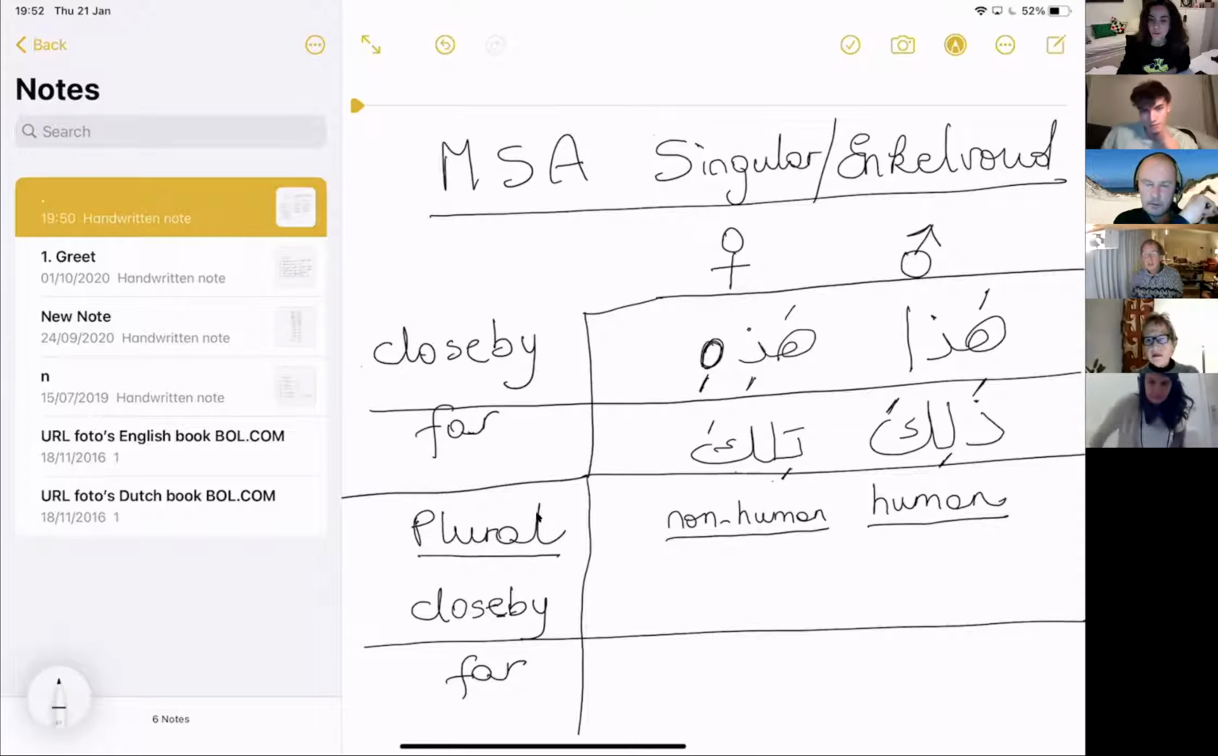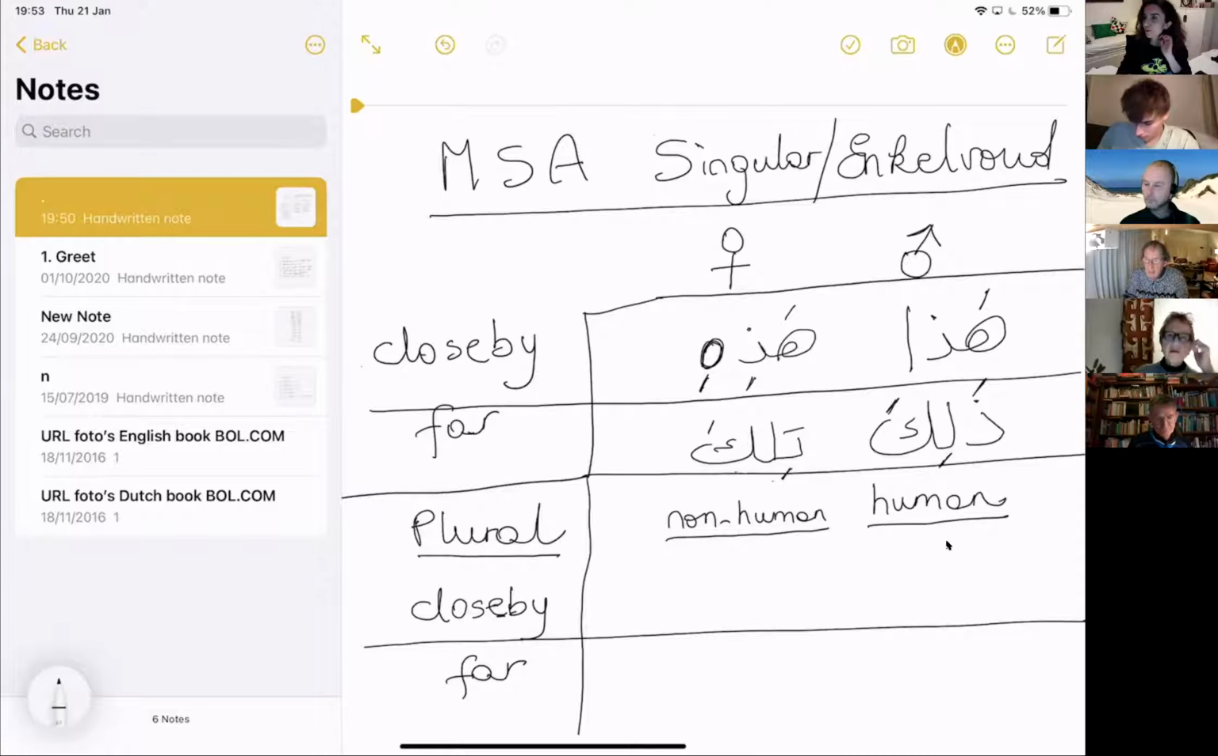Now let's go to the plural in MSA. When we are pointing to more than one thing, the gender doesn't matter anymore. What matters is whether who I'm pointing at are people or things. If I'm pointing to people, like these students, then هؤلاء is used.